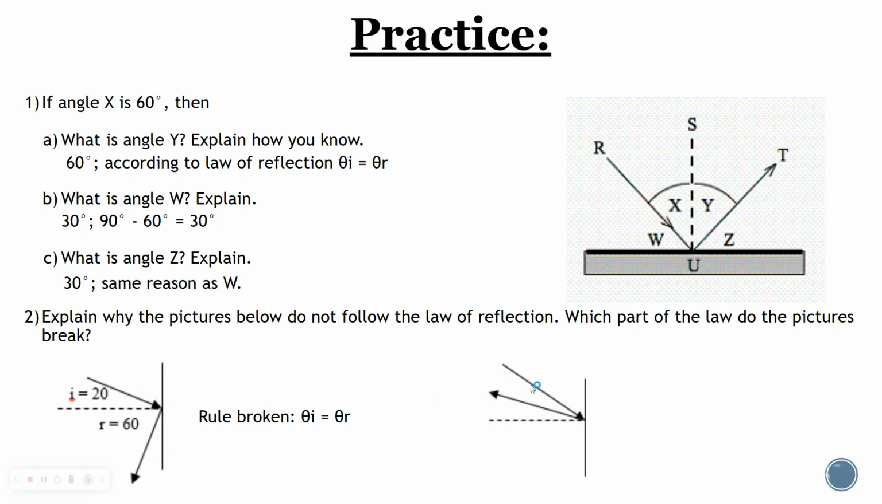Over here you'll notice the incident ray is here and the reflected ray is here. We know that the incident ray and reflected ray should be on opposite sides of the normal. So if the incident ray is here, the reflected ray should be here on the other side of the normal. So it's breaking that second rule.